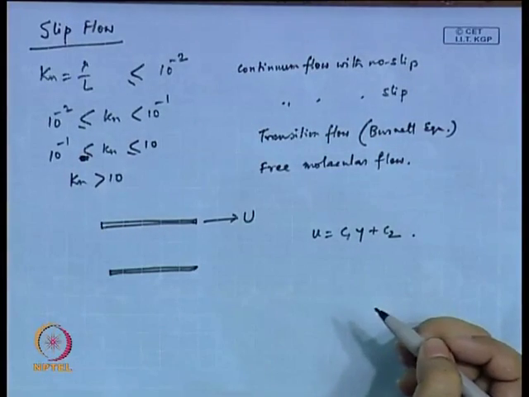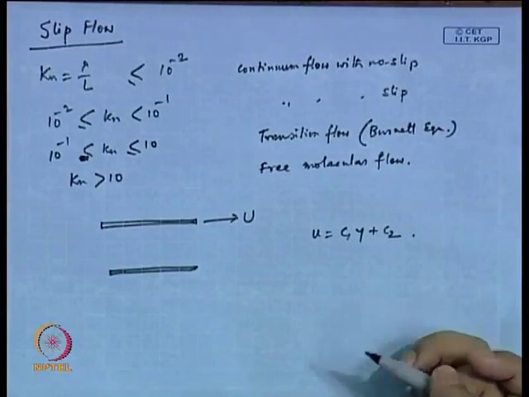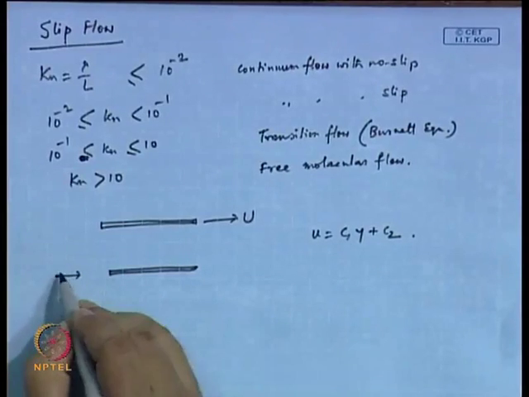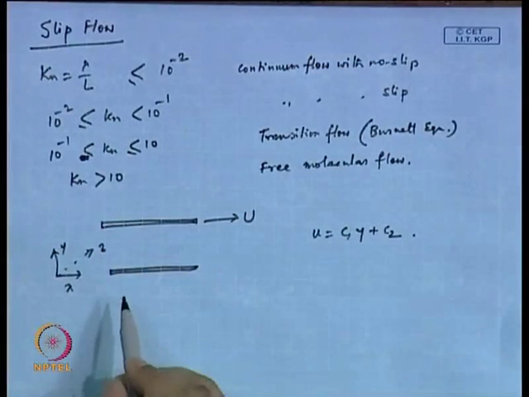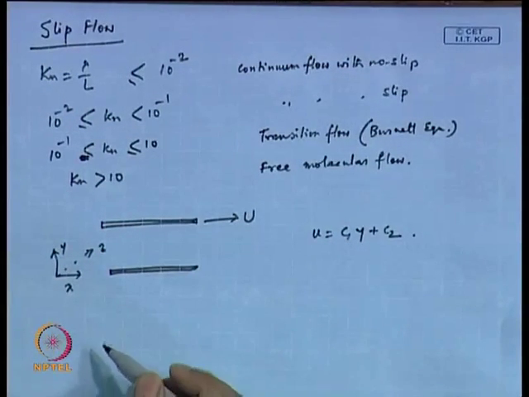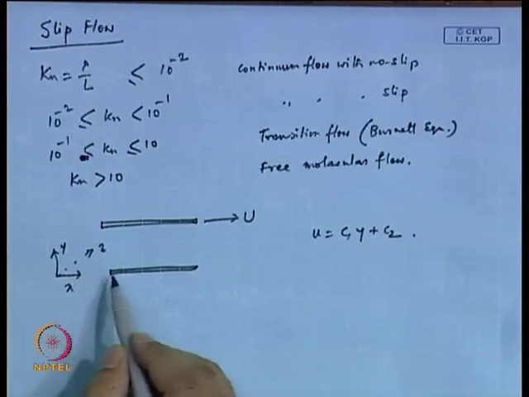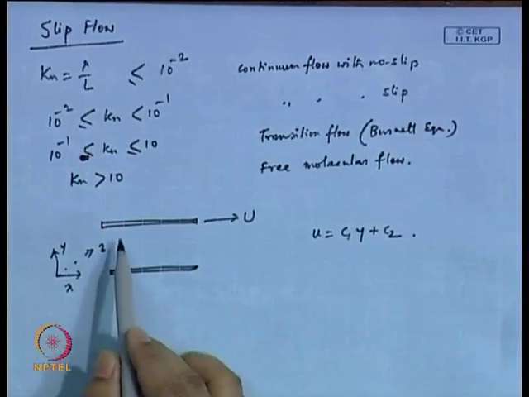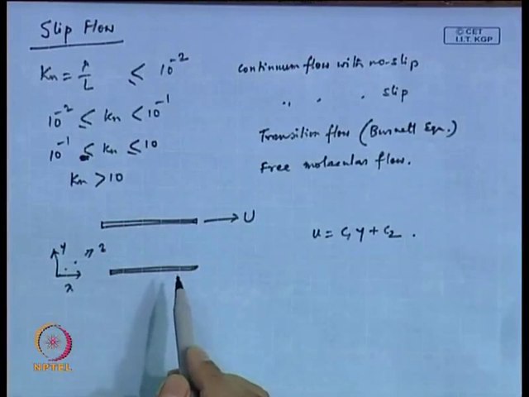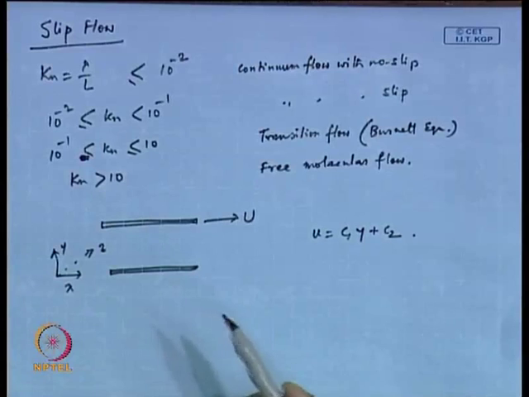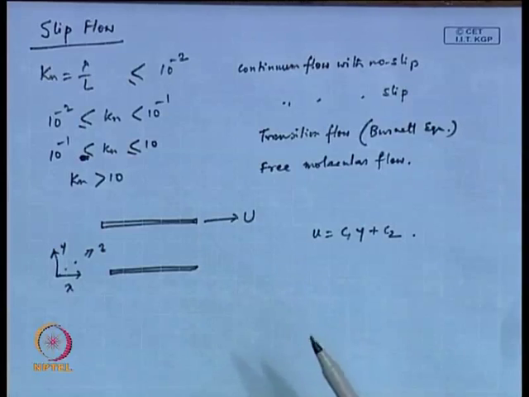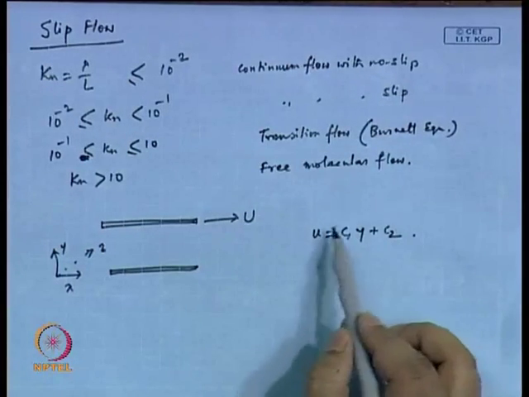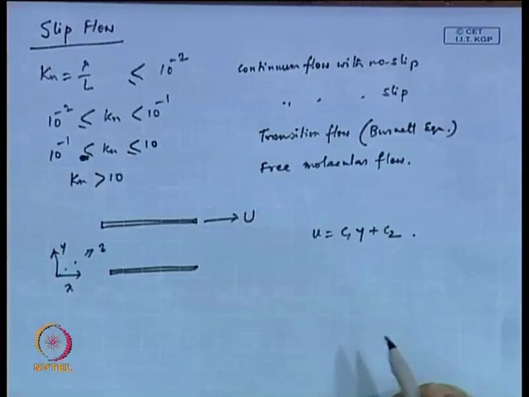We had taken several assumptions. We had taken translation invariance of the setup: if this is x, this is y, and perpendicular to the paper is z, then there is translation invariance of the setup along the x and z directions. u will vary only in the y direction, and the only pressure present is hydrostatic pressure, which is cancelled out with gravity and things like that. So, with certain assumptions we ended up with the expression u is equal to c 1 y plus c 2.